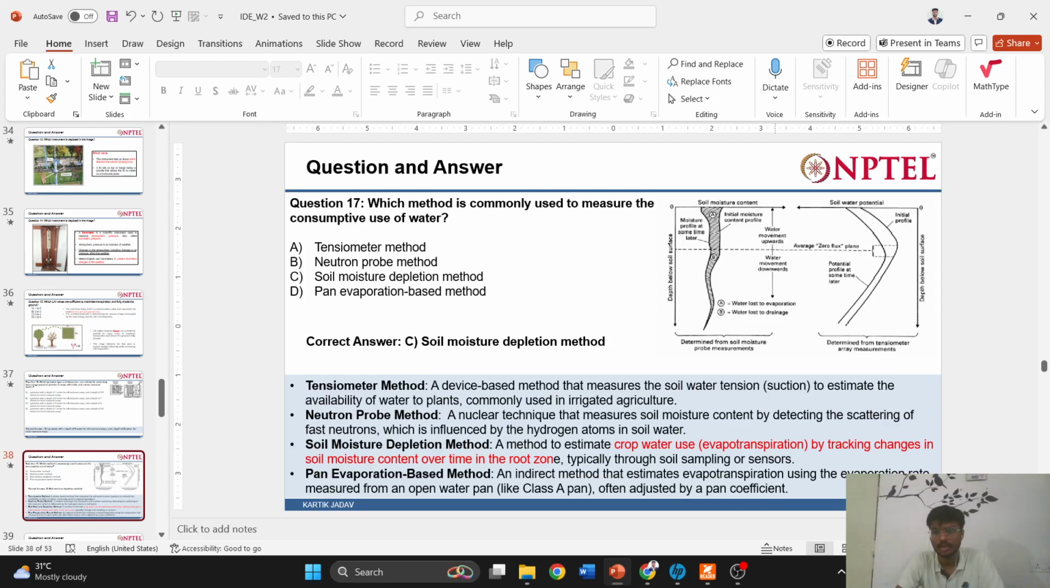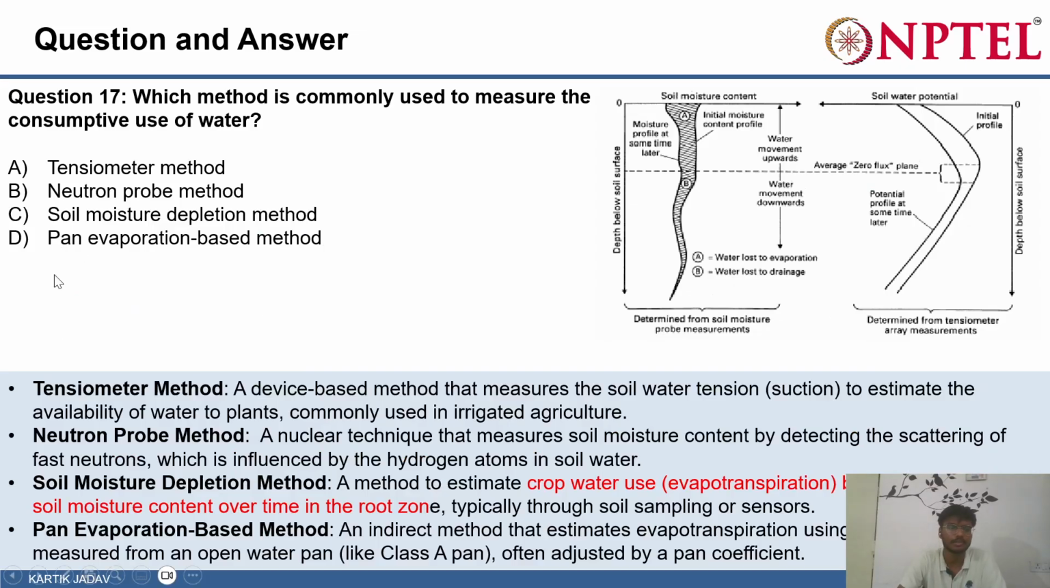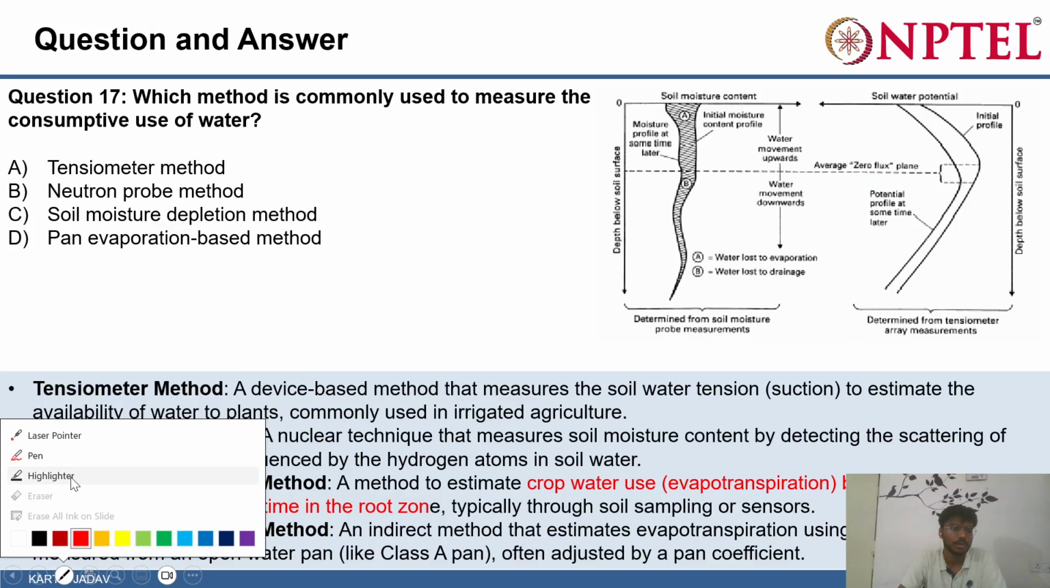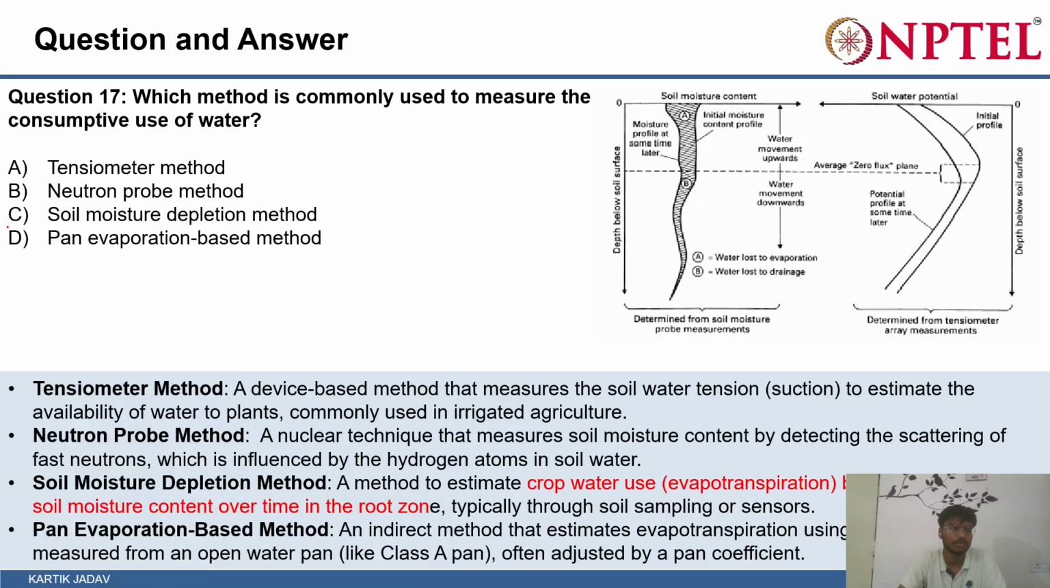So exactly, the correct answer is option C, right? Why? Because this method estimates crop water use, that is basically evapotranspiration, by tracking changes in soil moisture content over time. Correct answer is option C.